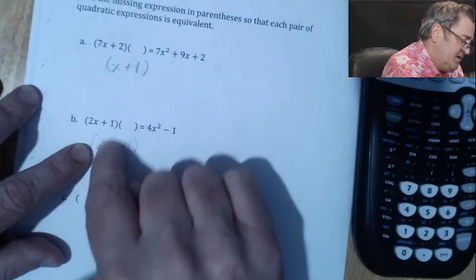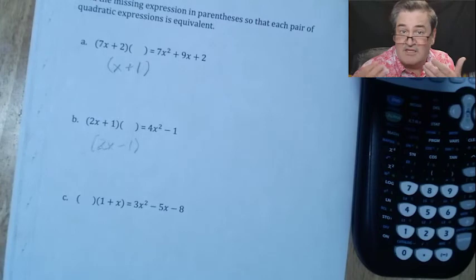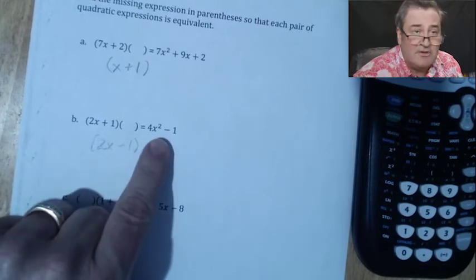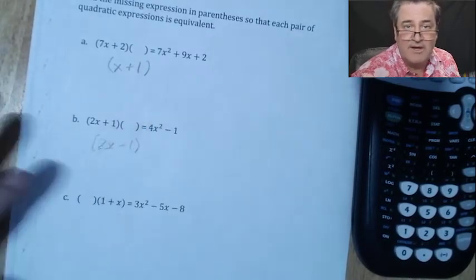If we multiply those together, we get 2x. If we multiply those together, we get negative 2x. 2x minus 2x is 0x. That's why we don't have an x in the middle. We don't have that. We just have two terms, not the three terms like we had up there.